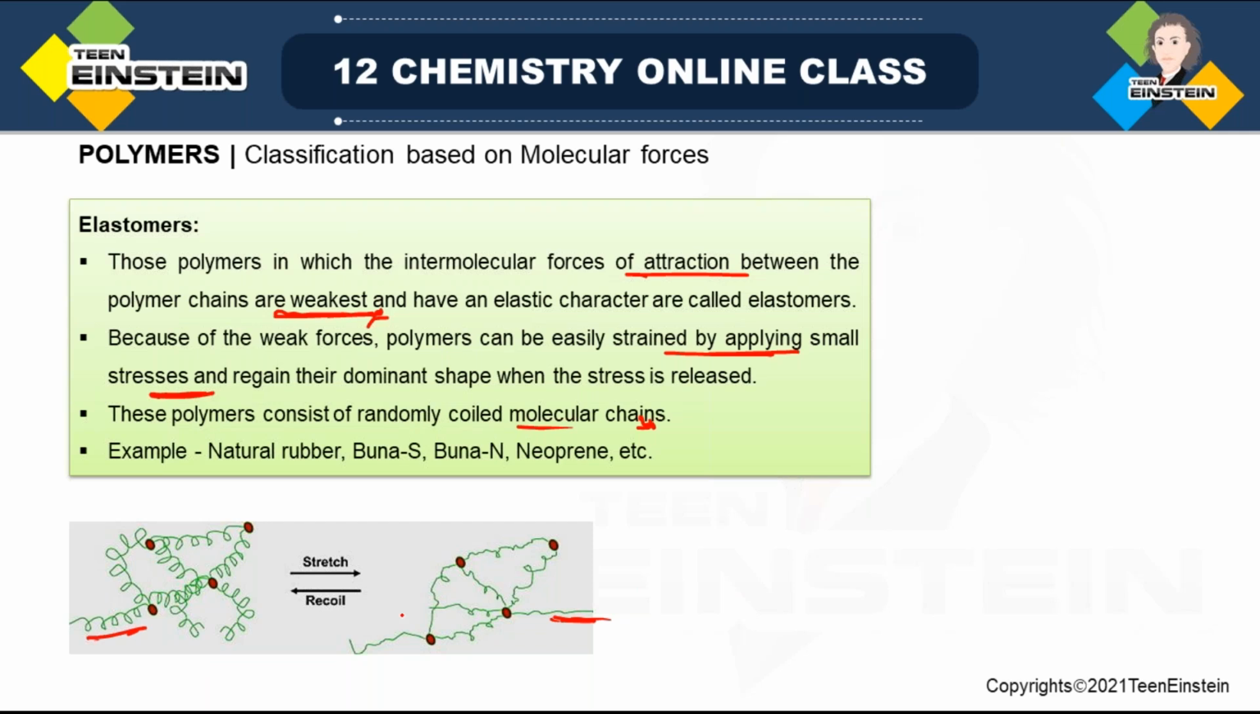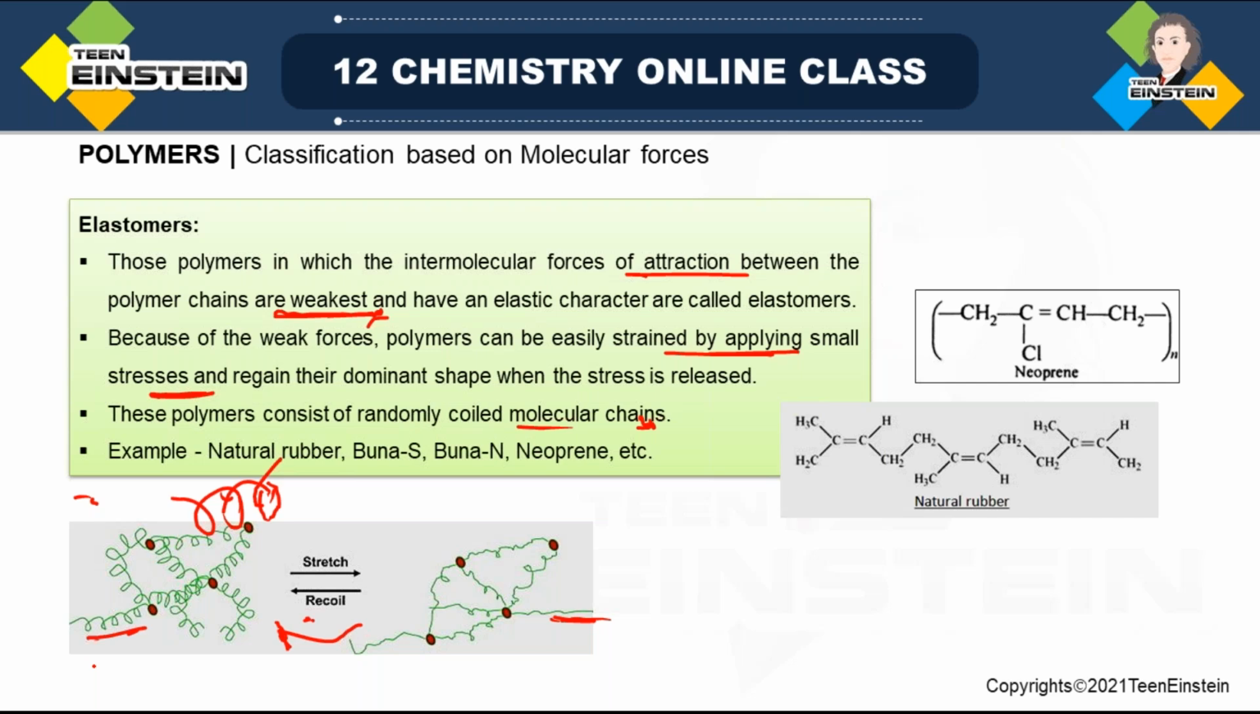Then again, if you remove the stress, it is recoiling. That means again coils like this. Coil means this type of coil structure will be there. Okay. So this is the before and after stage. The left hand side is the before stage, right hand side the after stage. Examples: natural rubber, Buna S, Buna N, and neoprene.